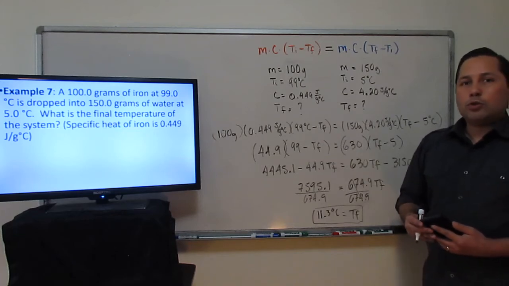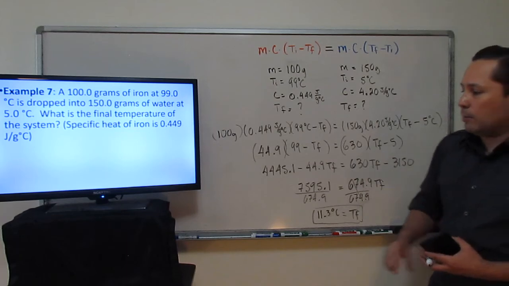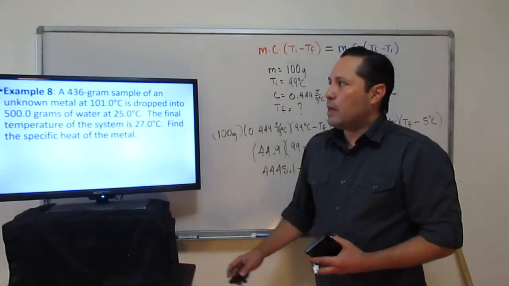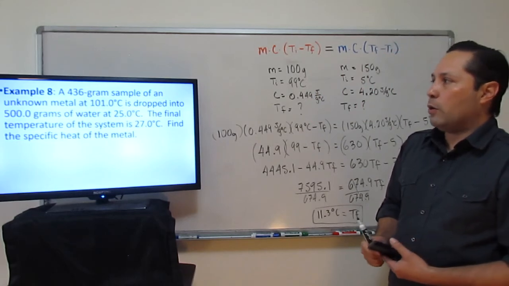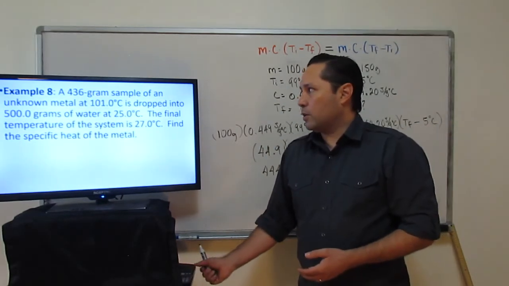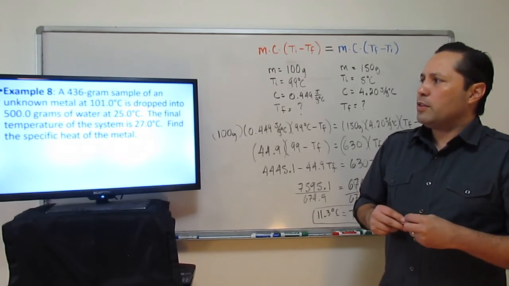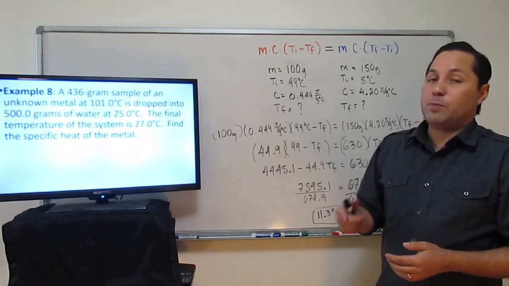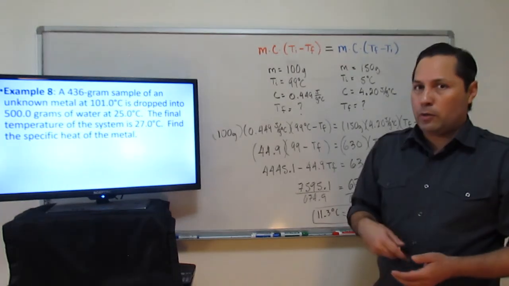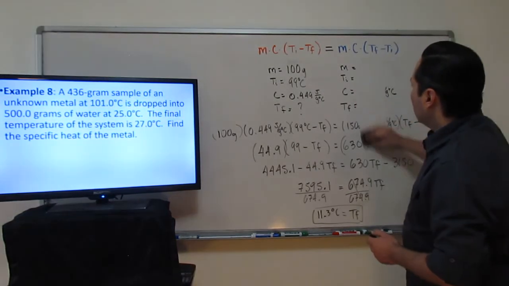Let's go ahead and move along to example 8, which is the last from this section. And let's take a look at that one. In example 8, we're asked: a 436 gram sample of an unknown metal at 101 degrees Celsius is dropped into 500 grams of water at 25 degrees Celsius. The final temperature of the system is 27 degrees Celsius. Find the specific heat of the metal. So we're going to go ahead and do that.